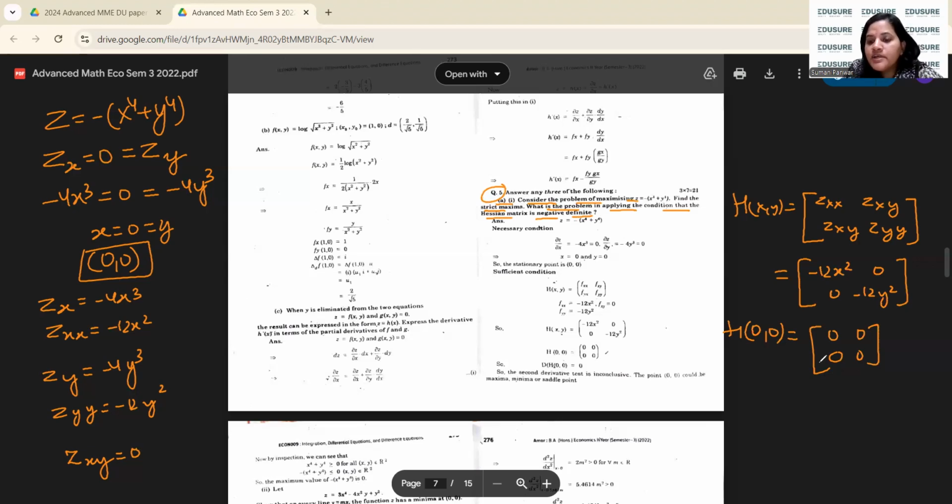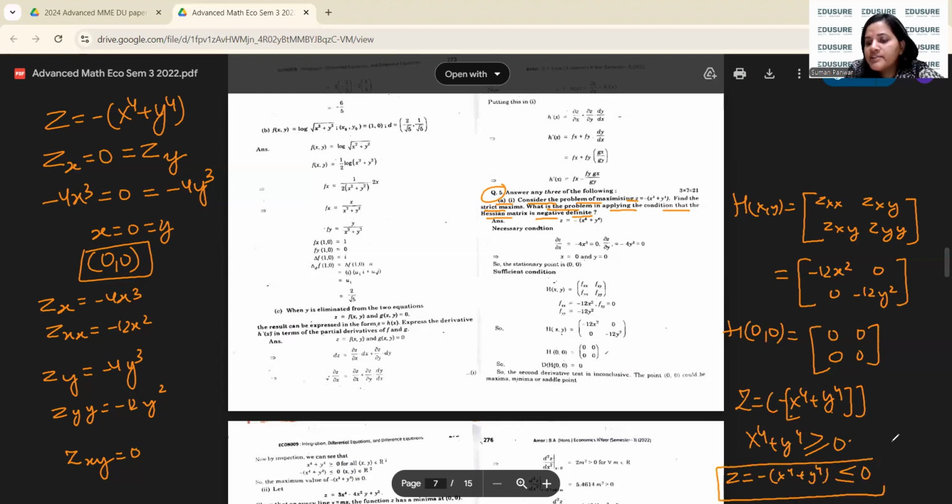But we will have to observe that Z is equal to minus x^4 plus y^4. So we have even powers of x and y. Therefore, x^4 plus y^4 is always going to be greater than or equal to 0. And since Z is the negative of x^4 plus y^4, it is going to be less than or equal to 0. Therefore, the maximum value of Z is 0. So this is by inspection. The second derivative test, or the test of maxima and minima in terms of the Hessian matrix, is inconclusive here. So we have to go by inspection.